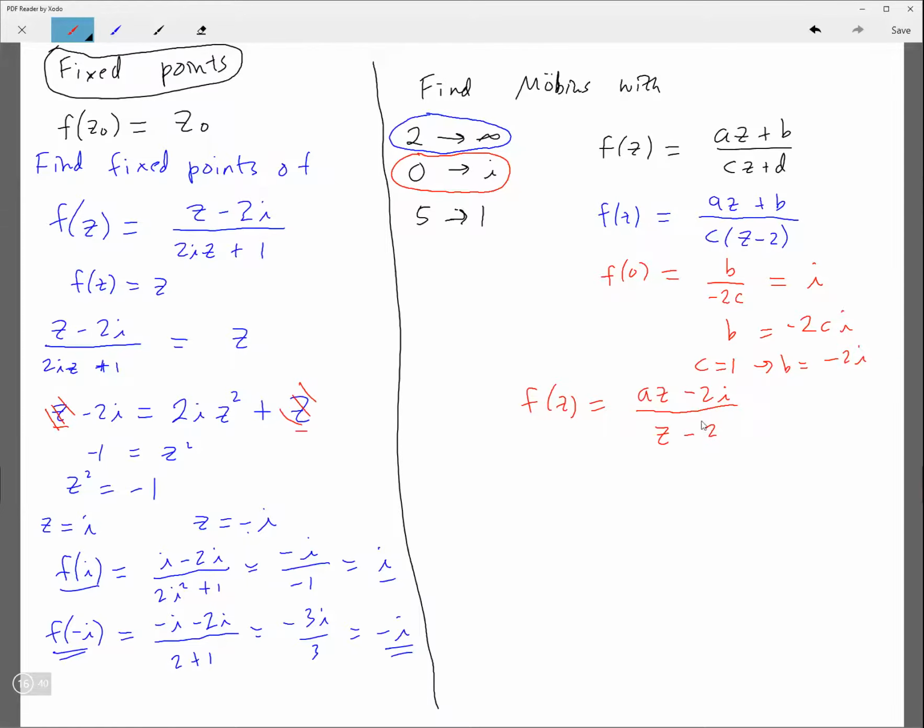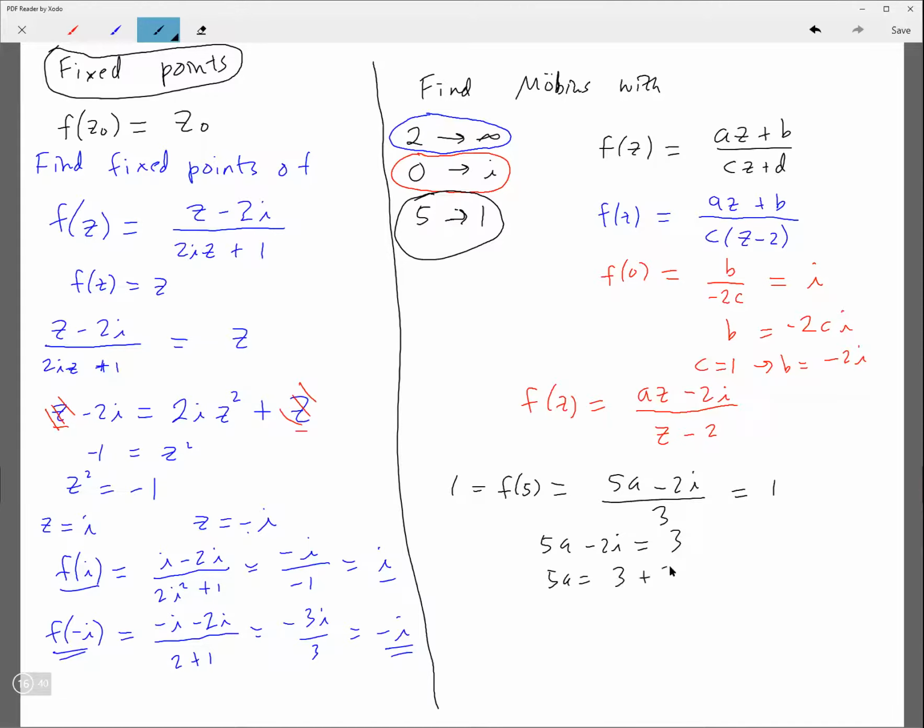Plug in 5. Yeah, plug in 5, and it has to be 1. So here it's going to be 5a minus 2i over 5 minus 3. I'll go ahead and say that's 3. So that's got to be 1. That means 5a minus 2i has to be 3, which means that 5a has to be 3 plus 2i.